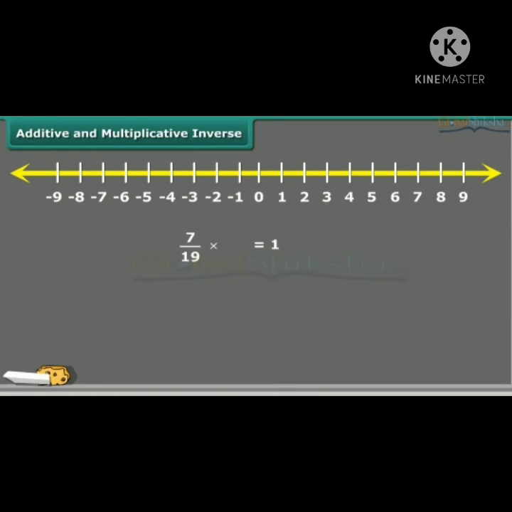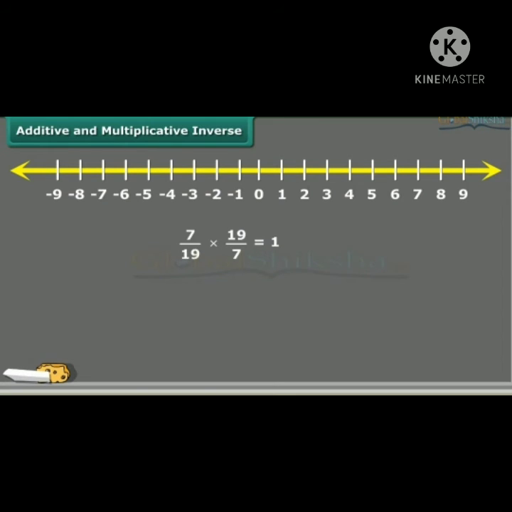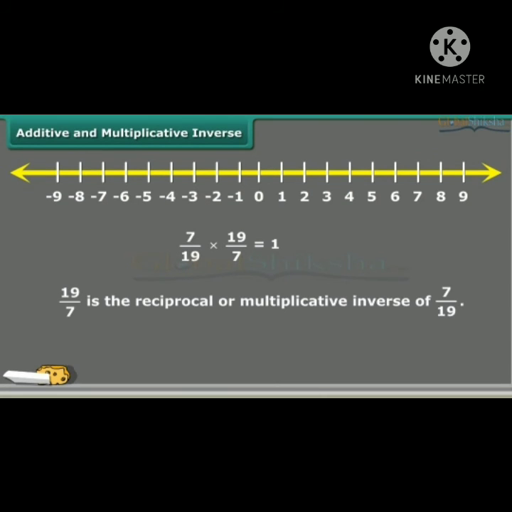Just think, by which number should we multiply 7 upon 19 to get the product 1? Obviously, 19 upon 7 to get the product 1. So we say that 19 upon 7 is the reciprocal or multiplicative inverse of 7 upon 19.